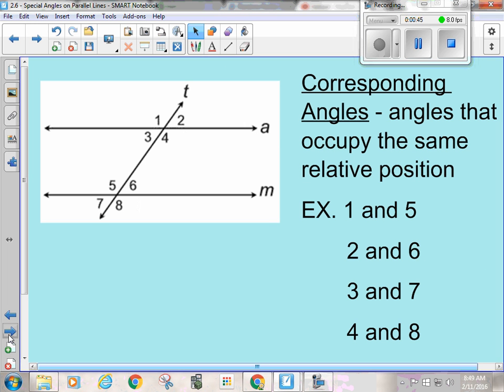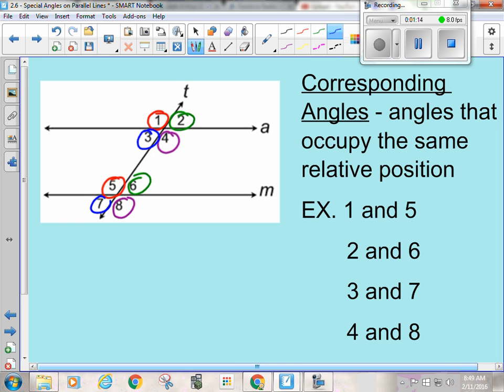First thing we're going to talk about is corresponding angles. Those are angles that occupy the same relative position. So for example, angle 1 here, if I was to pick line A up and lay it on top of line M, 1 and 5 are going to find the same spot. Then 2 and 6 are also going to. 4 and 8 will be in the same spot, and then 3 and 7. Those are corresponding. Their angles are in the same spot if I was to pick line A up and place it on top of line M.